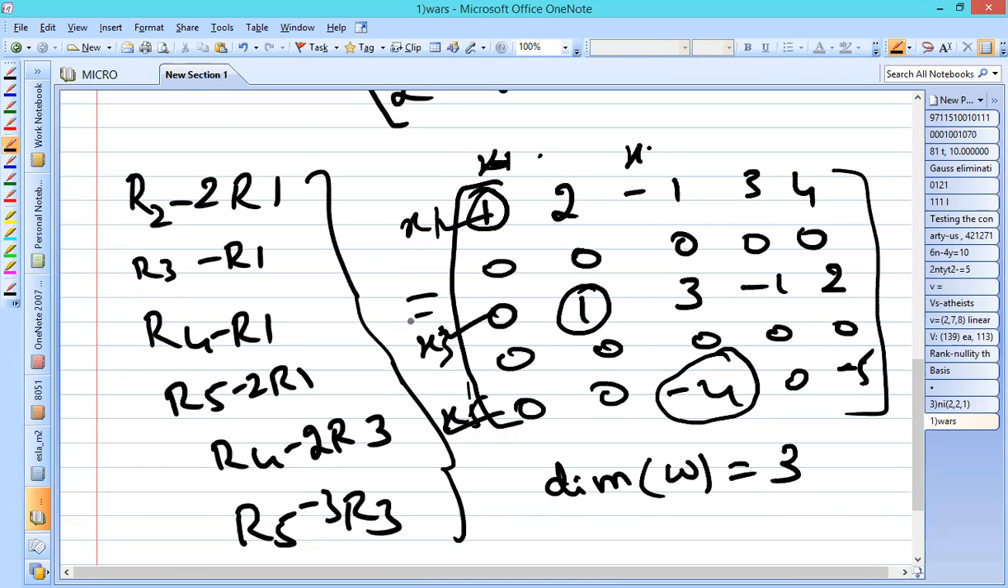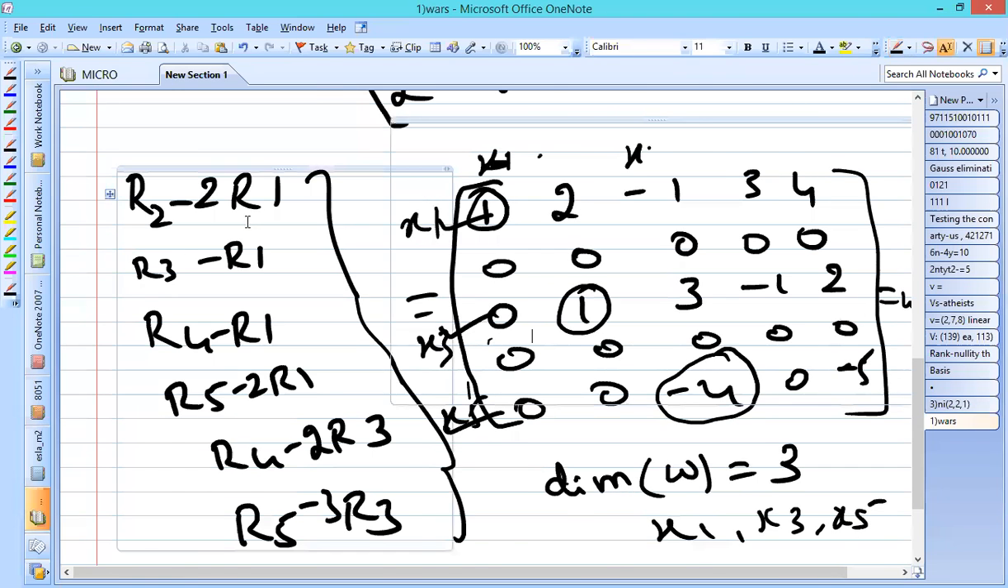So you can say that x1, x3, x5 form a basis of W. The reduced W elements are 1, 2, -1, 3, 4, 0, 1, 3, -1, 2 and 0, 0, -4, 0, -5. Accordingly, only these 3 elements x1, x3, x5 form a basis in W. And the dimension is nothing but the number of non-zero rows, which you need to mention as the dimension for the obtained subset.